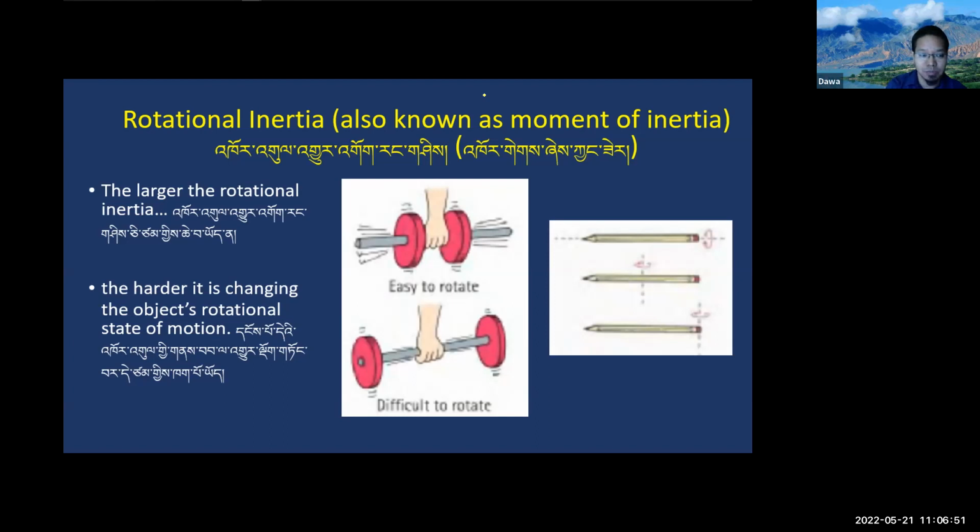So it turns out the further away the mass is from the rotational axis, the harder it is to change its state of motion.